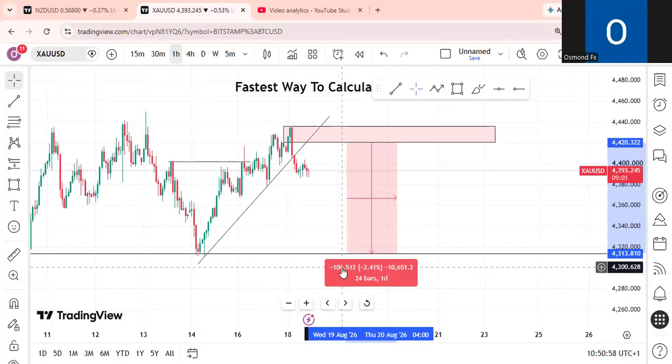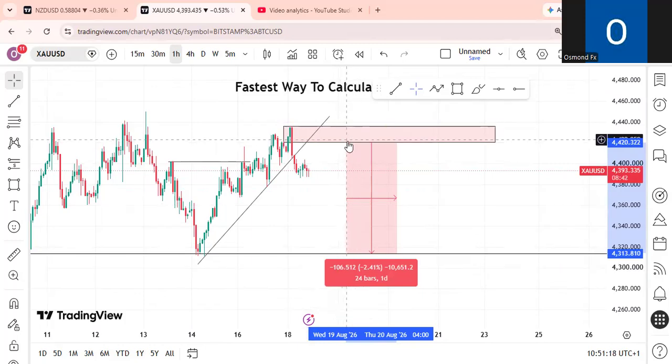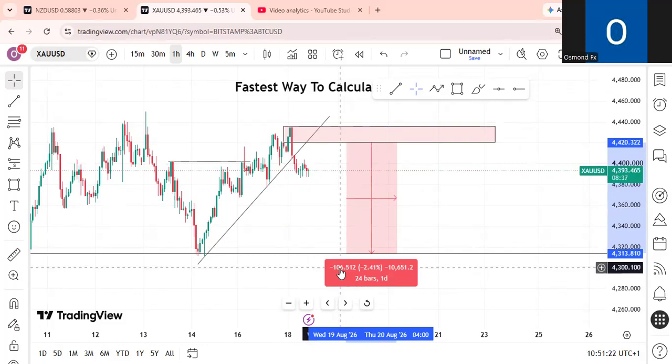You guys remember the formula that I told you? Any number that you see here, multiply it by 10. If I multiply this 106 by 10, it's going to give us 1,000 plus. It's going to give us 1,060 pips. So that means if the market drops from here to here, the market is going to move 1,060 pips.